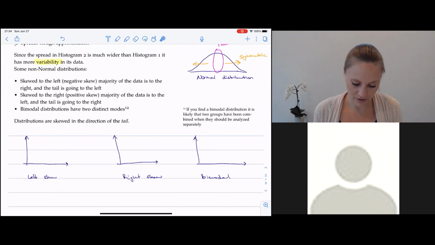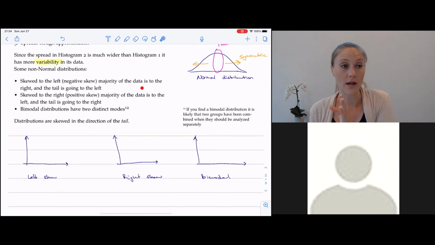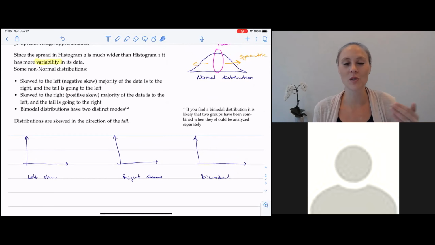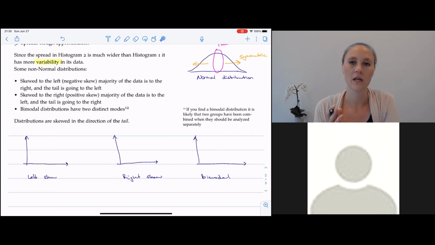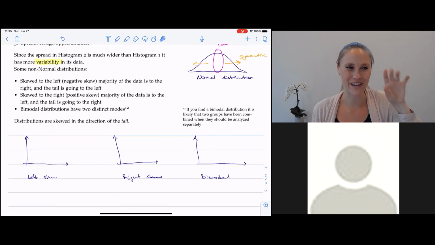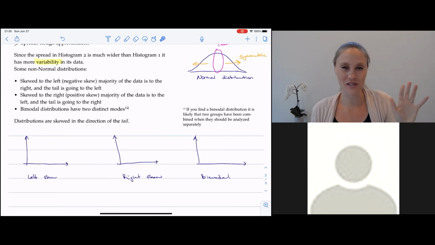So skewed to the left, the majority of the data is to the right, and the tail is going to the left. Now, I know for me, this was a little bit counterintuitive, right? Because we typically want to talk about, oh, well, most of our data is over here. But now in statistics, I want you to start thinking about the extreme values. Oh, what's going on over here? A little bit mysterious, right?